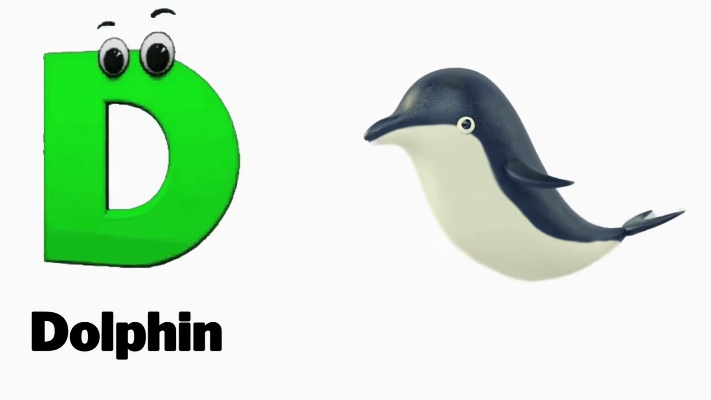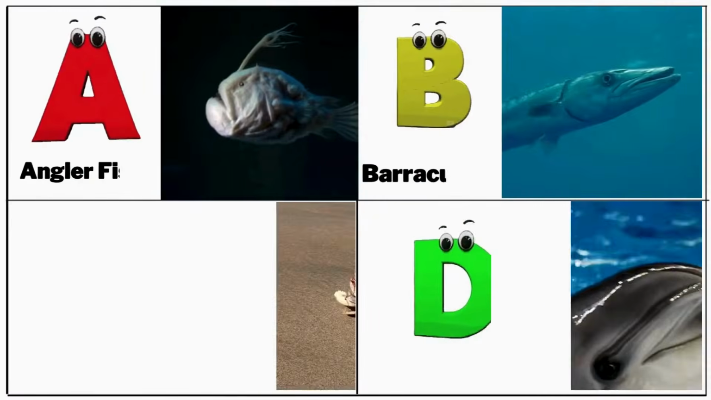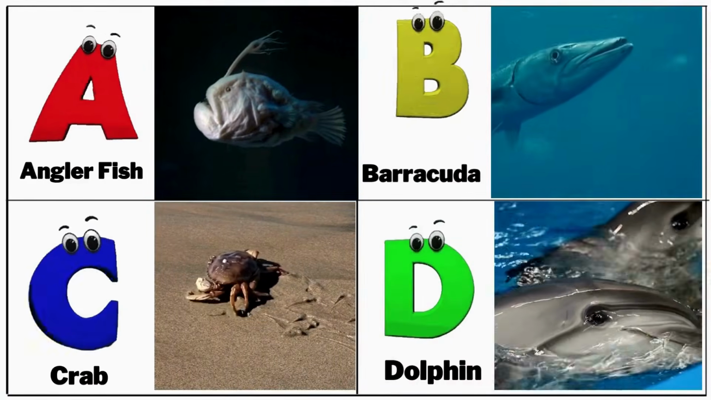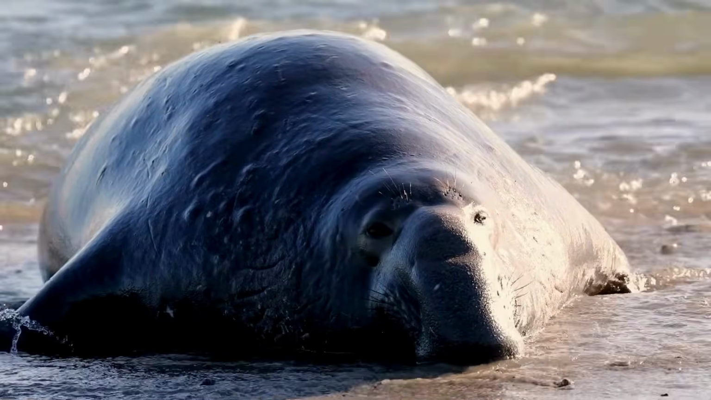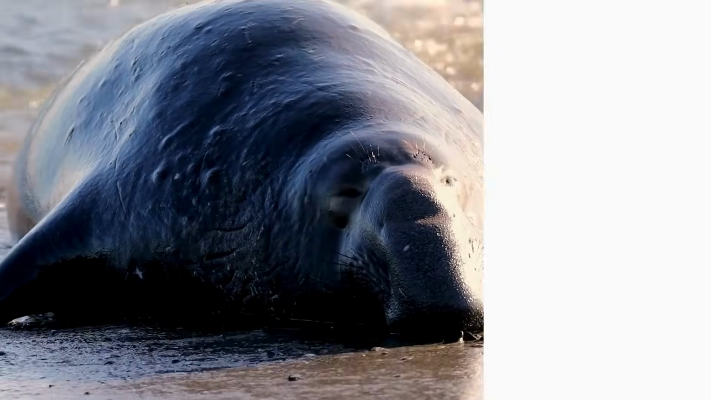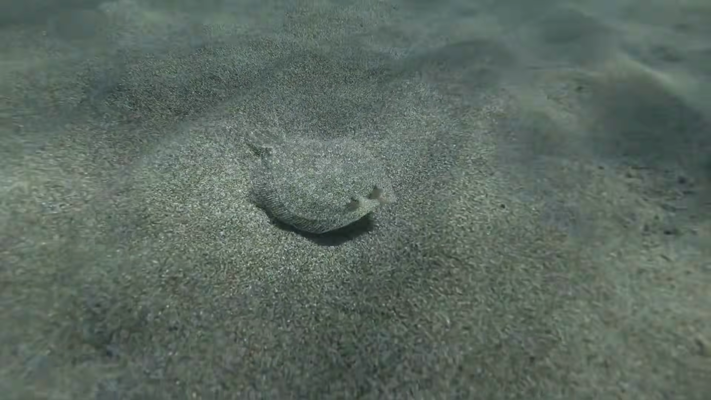D is for dolphin. Dolphin. E is for elephant seal. Elephant seal. F is for flounder. Flounder.